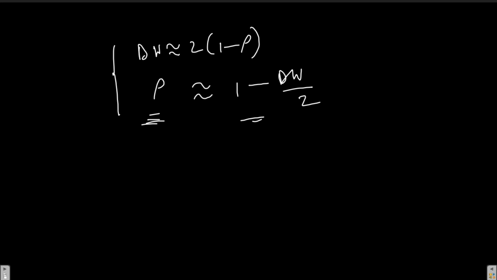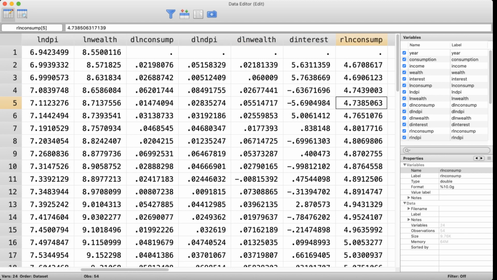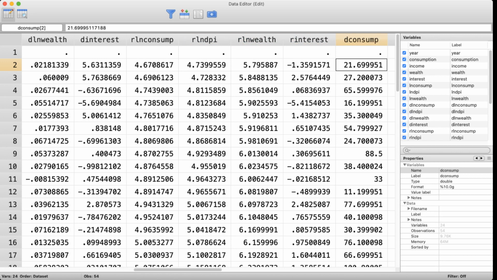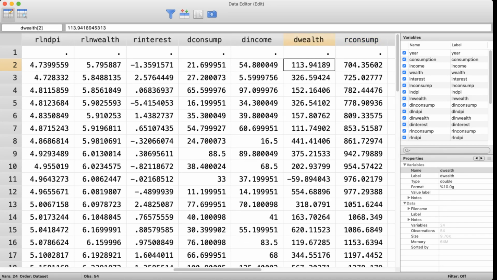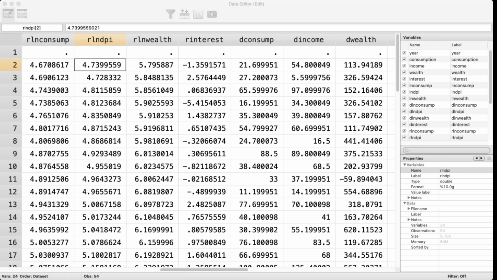So for example, in our data set, let me actually show you. In our data set, we also have identified the value of r or rho, and after obtaining the value of r, what I have done is I have multiplied r with ln consumption, ln dpi and ln wealth, and once I do that, I basically do the subtraction again from the original value. So this is how we remove the autocorrelation present in our model.